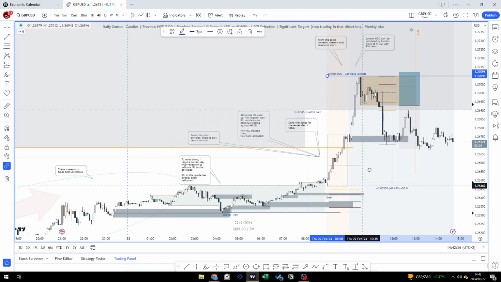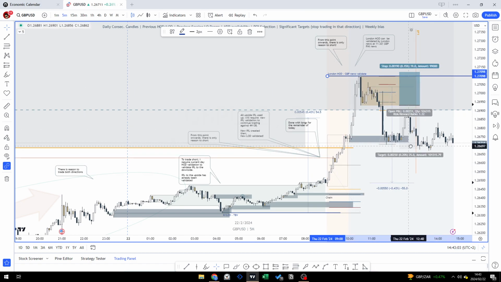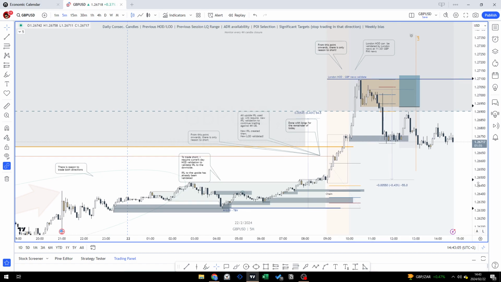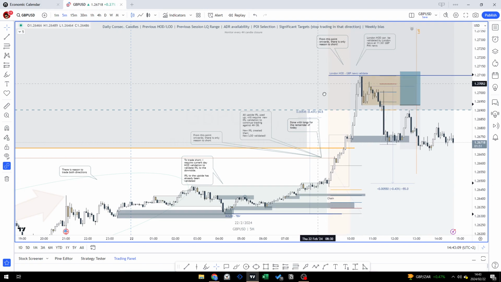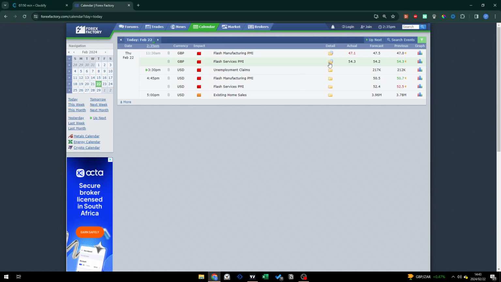Obviously the Frankfurt session is all the way down here, and because London put in a new high of the day, we will need New York to break the London low of the day to then support why the London high of the day will hold. Having said that, we had that red folder GBP news, which was negative right here.